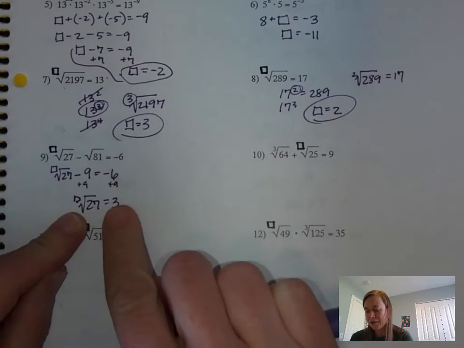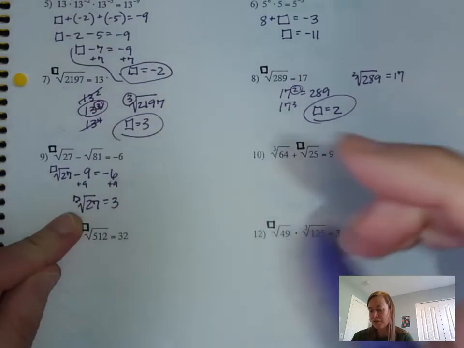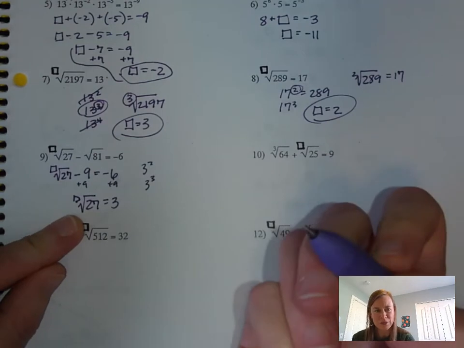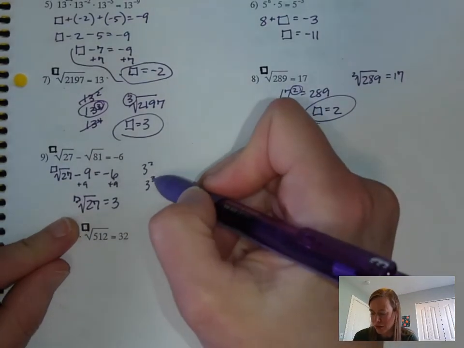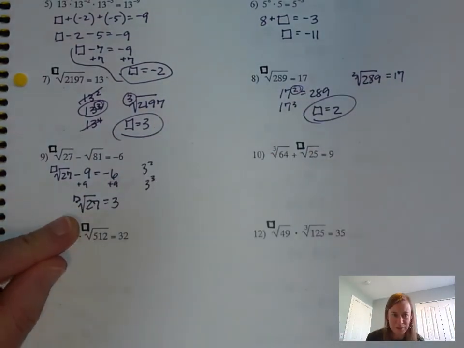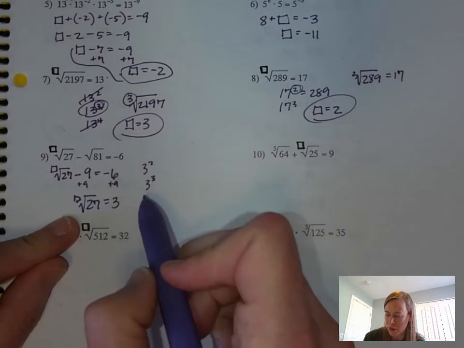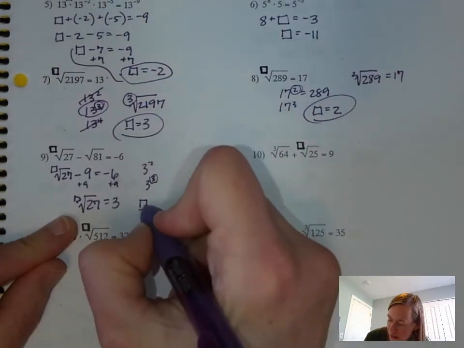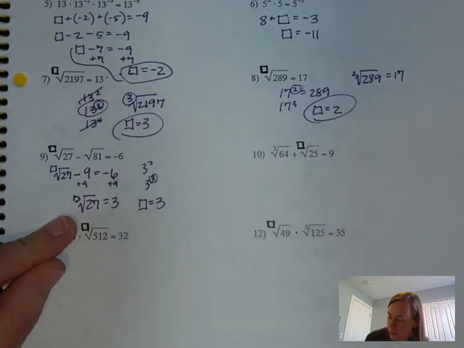And now this problem is just like these two. You can try 3 squared, you can try 3 cubed. I'll just go ahead and tell you, when you try 3 cubed, it's going to equal 27. So what number is going to go in that box? It should match this right here. So the box is going to equal 3.